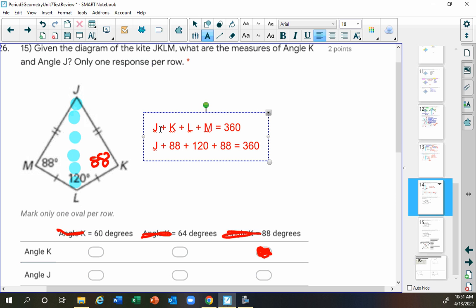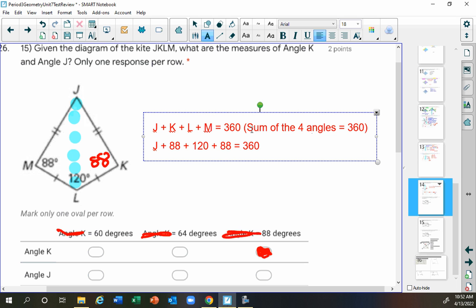This is the key piece right here. Because for any quadrilateral, the sum of your four angles will be 360. Sum of four angles equals 360. So that's something you definitely need to know.